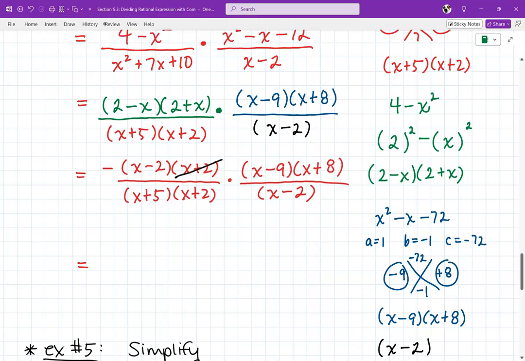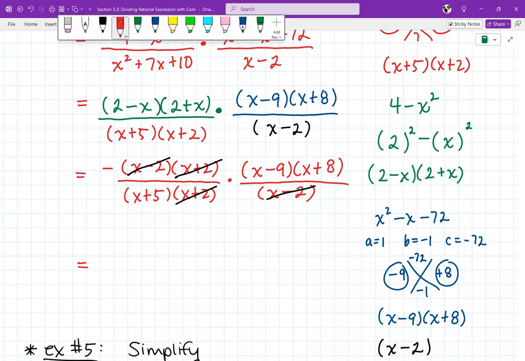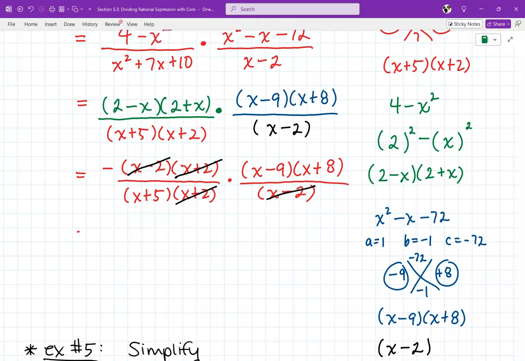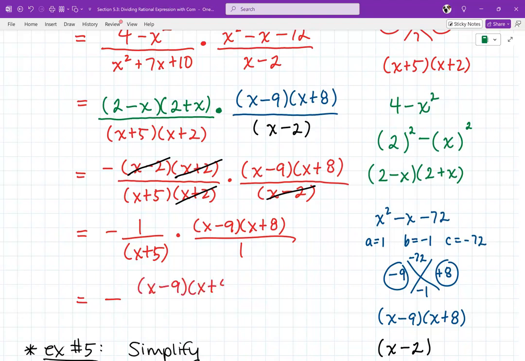Let's see. The x plus 2 will cancel with the x plus 2. The x minus 2 will cancel with the x minus 2. And that's it. So my answer will come out to, let me put right here, negative 1 over x plus 5 times x minus 9, x plus 8 over 1. And I'll just combine it. So negative x minus 9, x plus 8 over x plus 5. Remember, you can put the negative on top or on bottom. I prefer in the middle. And this would be my answer.